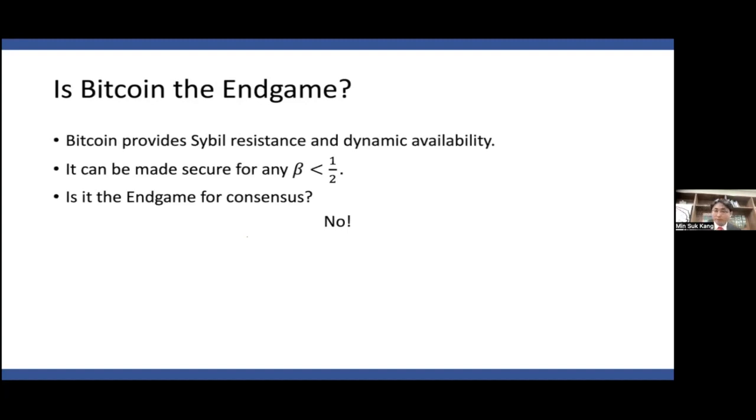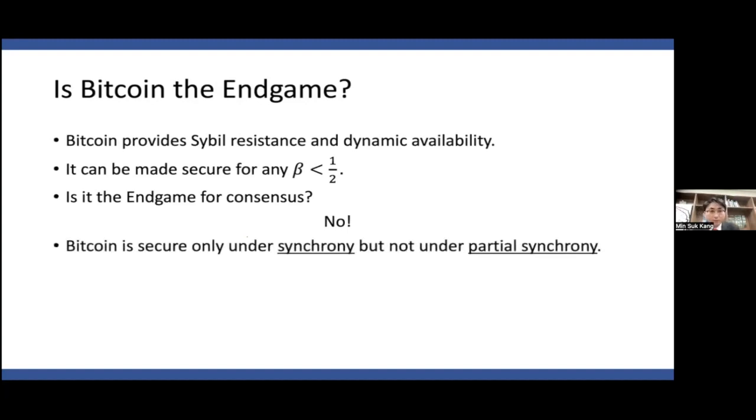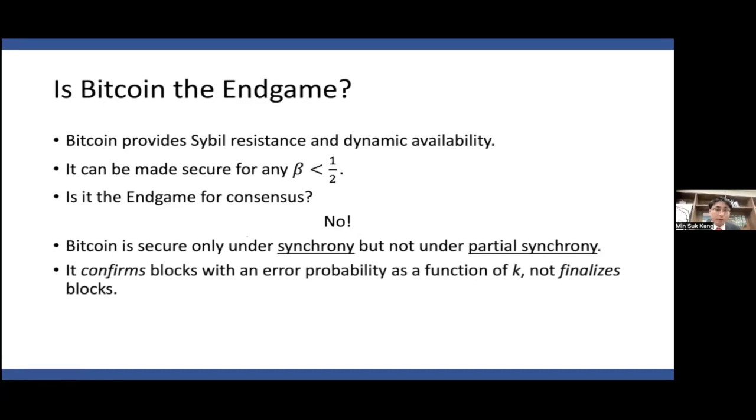It is good, but it's not good enough, because Bitcoin is secure only under synchrony, but not under partial synchrony, because whenever there are any partitions, then this 51% guarantee is gone. Also, it confirms blocks with some error probability as a function of k, but it never finalizes a block. It also has an energy problem, because proof of work, as you probably already know, is burning a lot of fossil fuels.